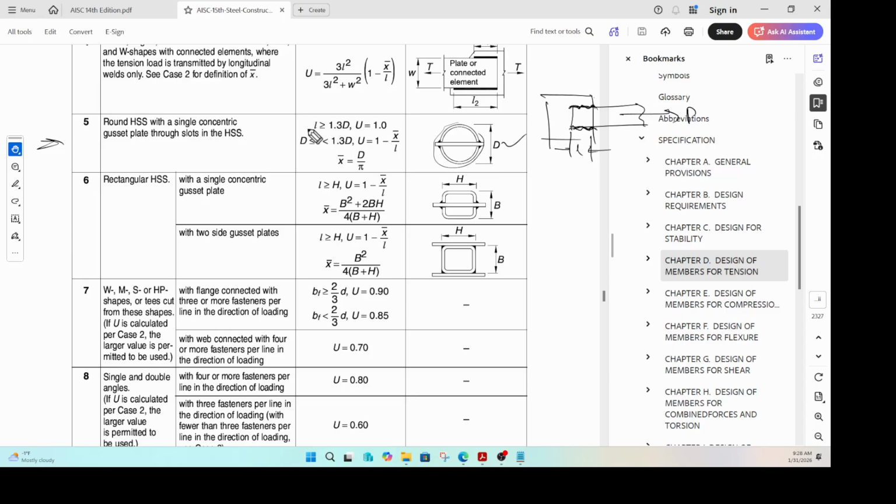Then if your L is greater than 1.3 D, then your U is 1. If your L is between these two values, then you calculate your U based on this. Then you need X bar, and X bar is just a straightforward calculation here. Okay.